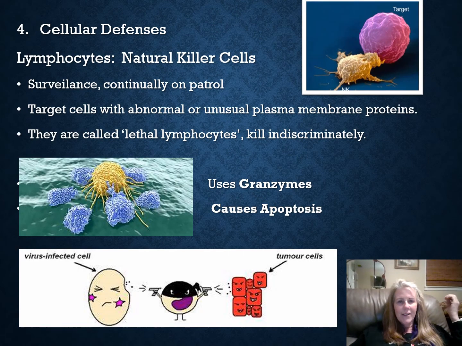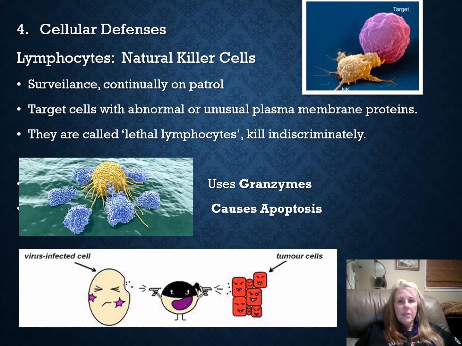All right, so the natural killer cells. We know that natural killer cells are a type of lymphocyte. You may not have heard about natural killer cells before. They are pretty cool. These are cells that can move around in our body, so they can move in and out of the bloodstream, and they're constantly on patrol. They're always on surveillance. They're good for surveillance.